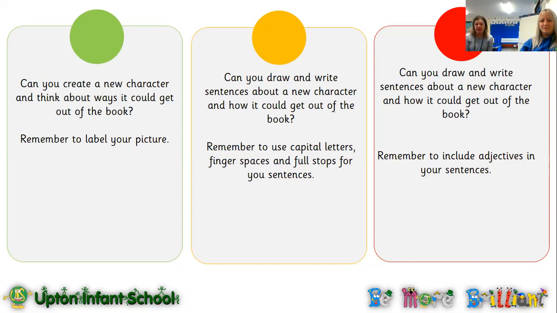If you're doing the yellow challenge, can you draw and write sentences about a new character and how it could get out of the book? Remember to use capital letters, finger spaces, and full stops for your sentences. And if you're doing the red challenge, draw and write sentences about a new character and how it could get out of the book. But remember to include adjectives in your sentences.